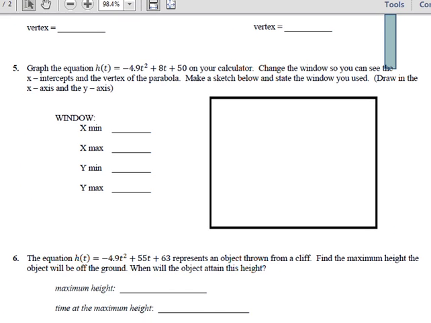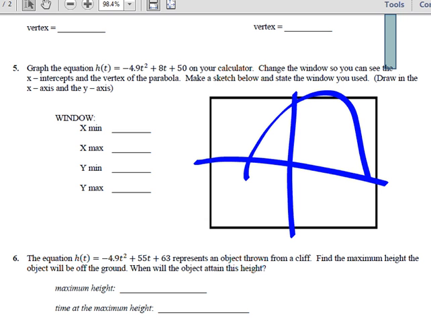The window question, once you've graphed this thing and you've made it so you can see it, you're going to make a sketch of it. By a sketch, this is a sketch. That's okay. I don't expect it to be beautiful. It's not a graph. It's different. It's a sketch. It's a quick sketch. Then these window settings, they are just hit the window button and tell me what it says.